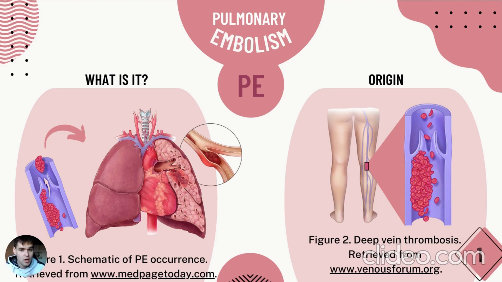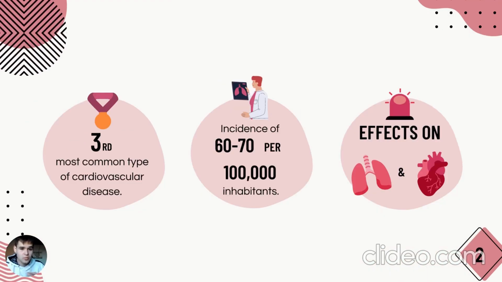So what is it? It is a common treatable illness, which is caused by a blockage in one or several branches of the pulmonary arterial vasculature, which you can see here in the first figure. There's a blockage that alters the correct blood flow and the blood supply, and generally it is due to a deep vein thrombosis. Some features about pulmonary embolism: it is the third most common type of cardiovascular disease. It has an incidence of 60 to 70 per 100,000 inhabitants, and it produces effects on pulmonary and cardiac function.